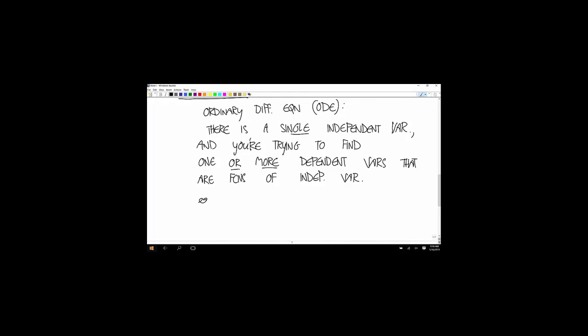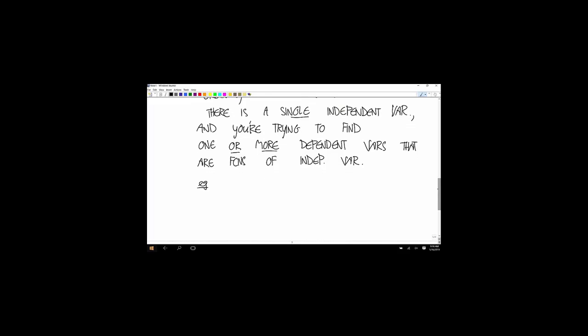Okay, so let me give a couple of examples. So y double prime plus 10 y prime plus y prime y squared is equal to 50y. Okay, it doesn't look that terribly complicated, but that would be a brutally hard differential equation to solve. And actually, let me change this to 50x.